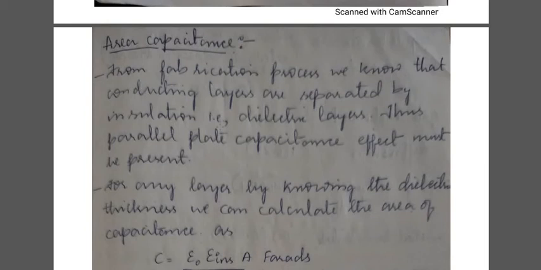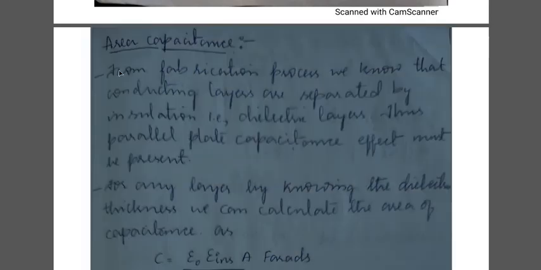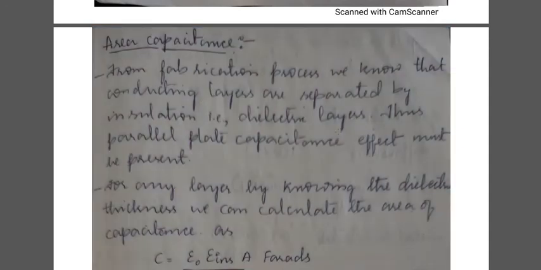Now the next topic is area capacitance. What is meant by area capacitance? For any fabrication process, we have to know that the conducting layers are separated by insulating layers, correct? So for any fabrication process, we know that the conducting layers are separated by insulation, that is, dielectric layers. Thus the parallel plate capacitance effect must be present, meaning the capacitance value should be known.